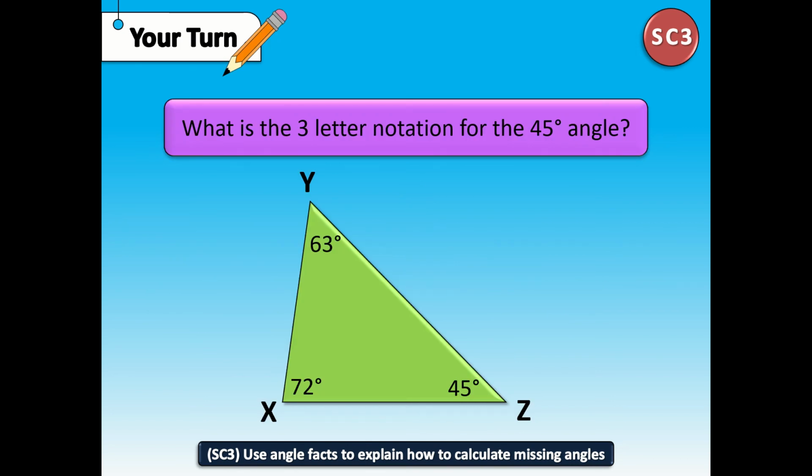Here's a question for you to have a go at. Pause the video, and when you're ready to see what you should have done, press play. So for the 45-degree angle, we could start at X and go from X to Z, and then from Z to Y. So that would be X, Z, Y.